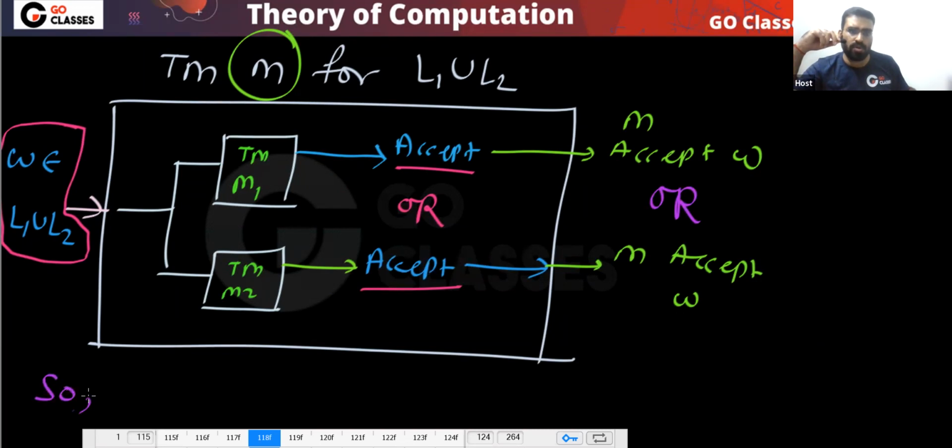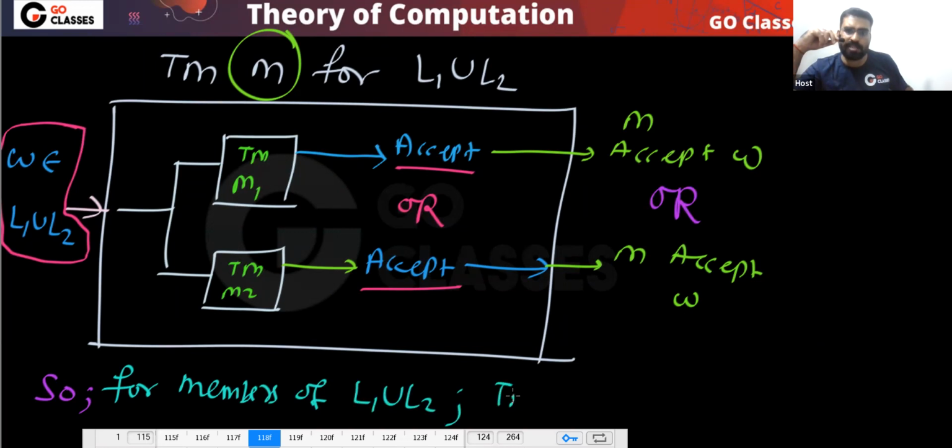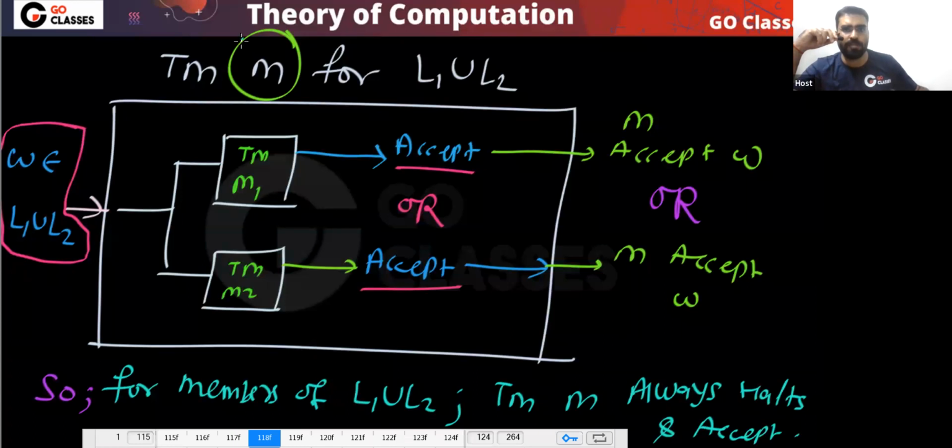So can you notice that for members of L1 union L2, can I say Turing machine M always halts and accepts? Yes or no? Turing machine M always halts and accepts. So what can I say about this Turing machine M? I can say this is a Turing machine for L1 union L2.